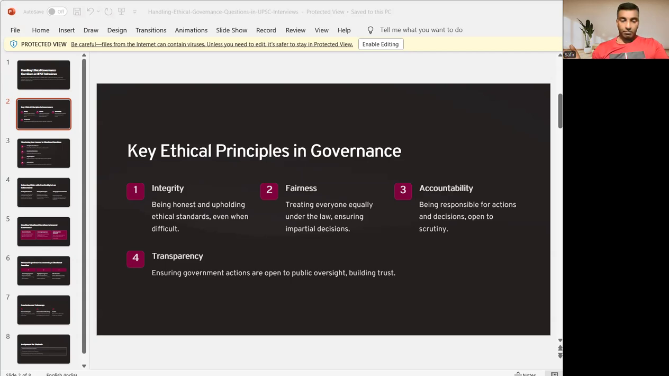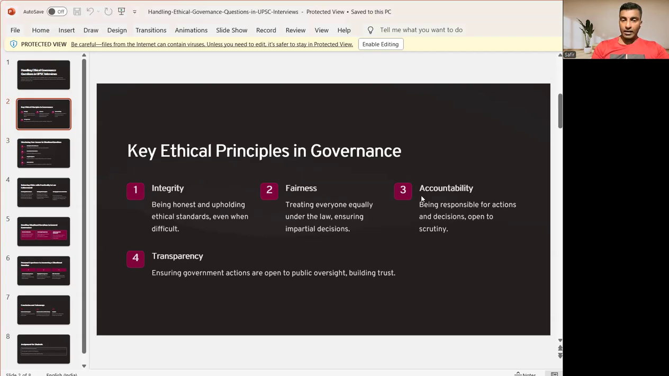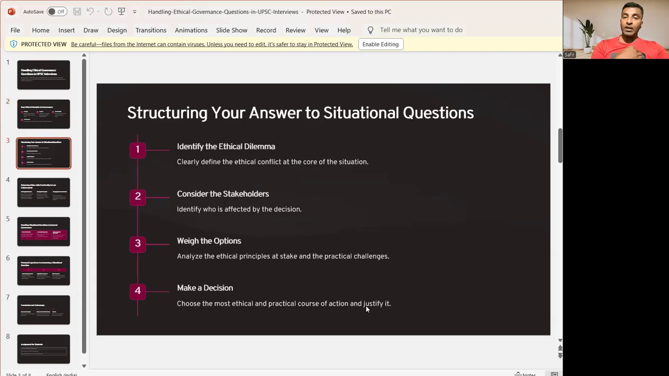So these are things which I can give as examples and that you need to take into consideration when you face these situations. Right, next slide. So I hope this is very clear. Integrity, fairness, accountability, transparency. Now we'll move on to the structuring part.